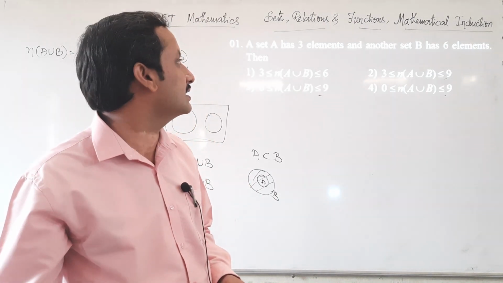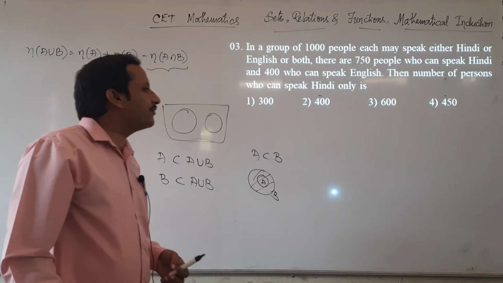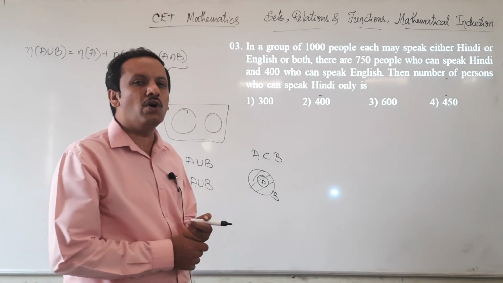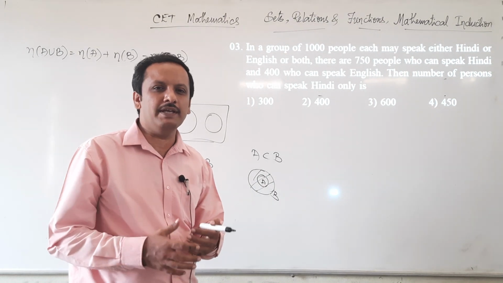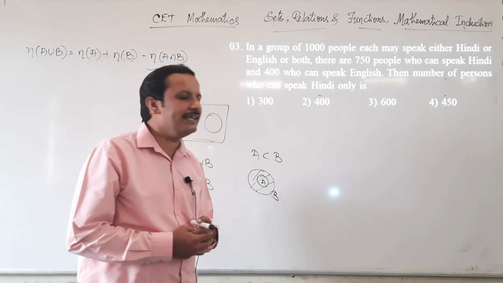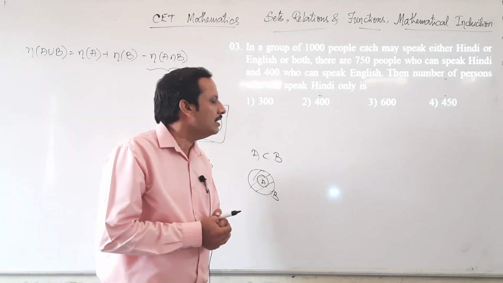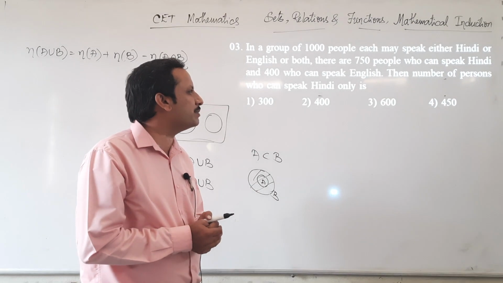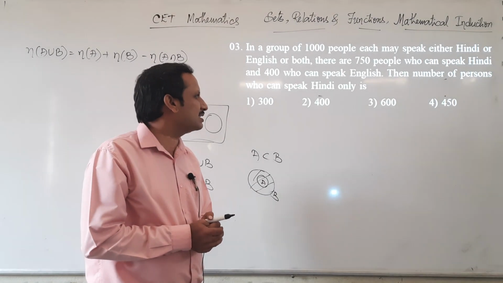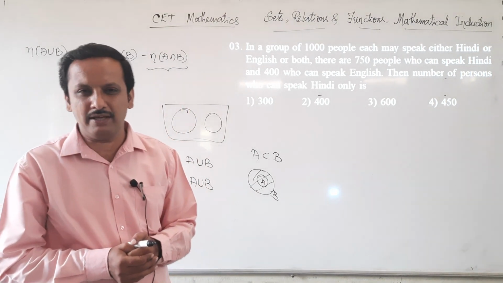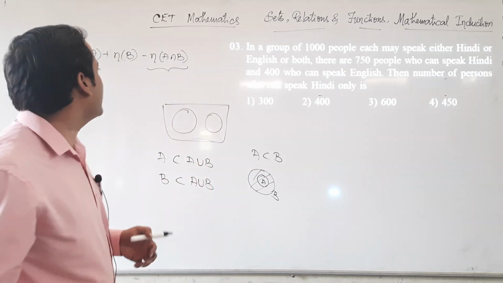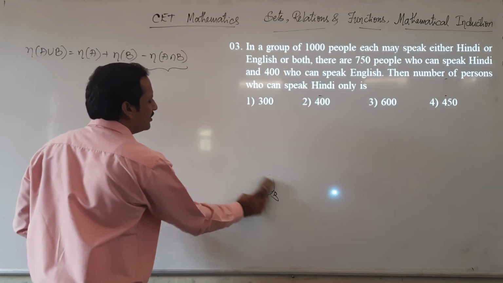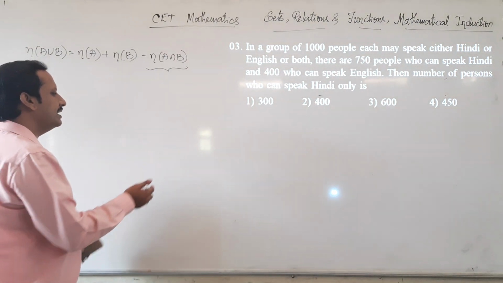Okay, let us have a look at the next question. In a group of 1000 people, each may speak either Hindi or English or both. Each of them knows either Hindi or English or both. There are 750 people who can speak Hindi and 400 who can speak English. Then the number of persons who can speak Hindi only is. Okay. See, this problem can be solved by using this formula. Instead of that, my advice is better you draw the Venn diagram. From there you will get the answer easily.